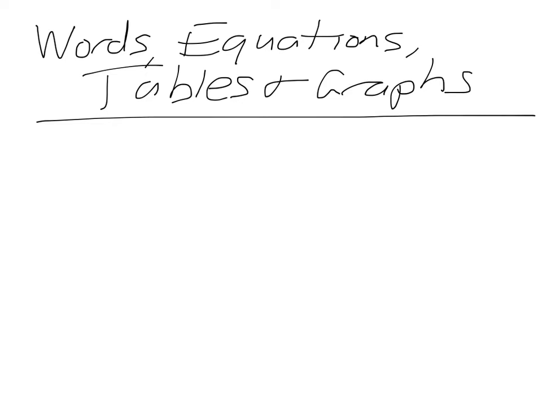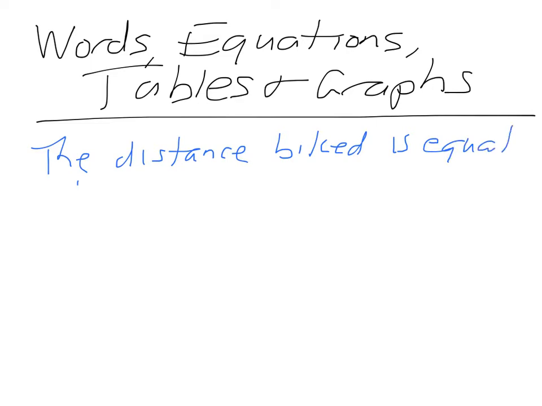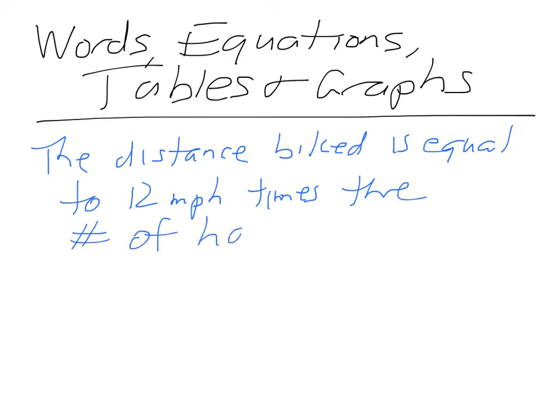For example, I could say in words, the distance biked is equal to 12 miles per hour times the number of hours, and forgive the abbreviation there. So that would be in words. As an equation, this would be the distance is 12 times t.